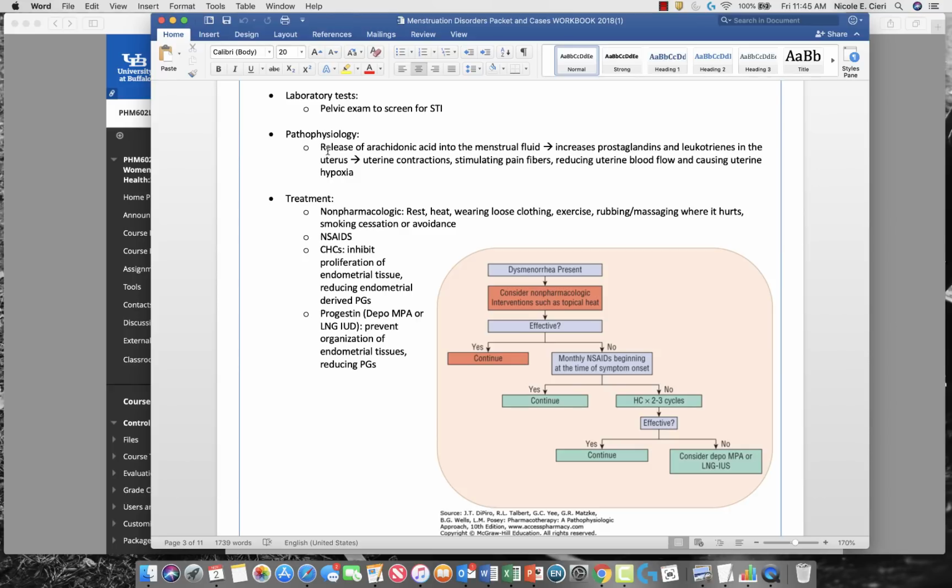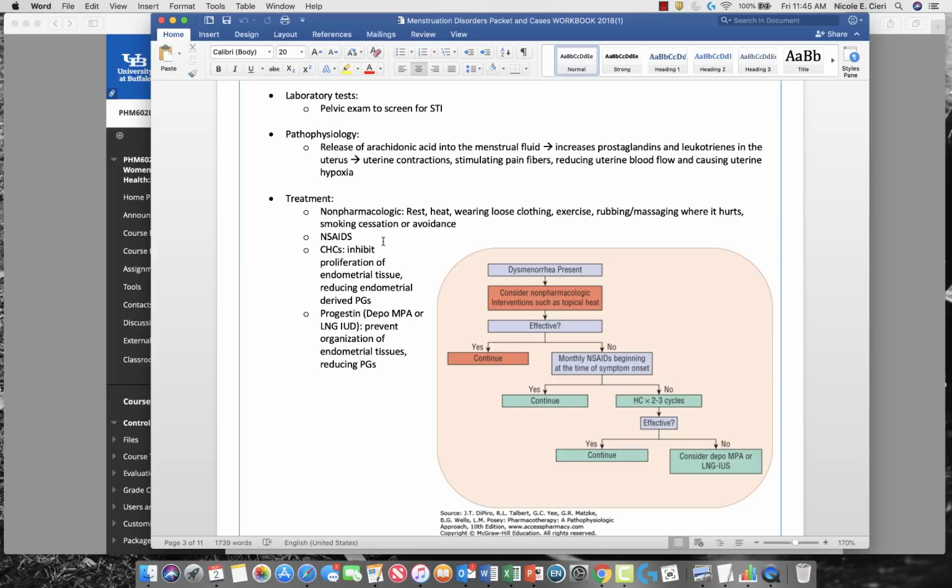Because the pathophysiology, I'll just backtrack for a second. There's a release of arachidonic acid into menstrual fluid, which increases prostaglandins, and prostaglandins cause uterine contractions, which can cause the cramping and difficult or painful period. So this stimulates pain fibers and reduces uterine blood flow, causing uterine hypoxia, which is also painful. So anything we can do to add on to decrease prostaglandins and decrease these uterine contractions will be helpful.